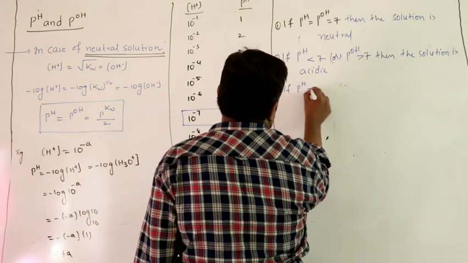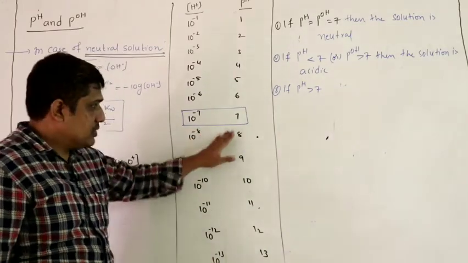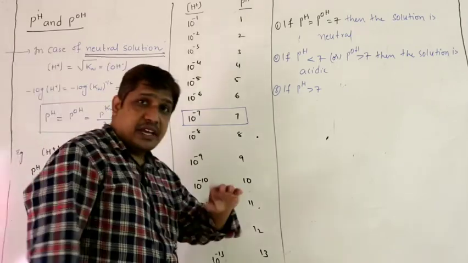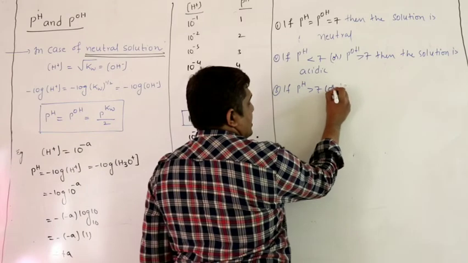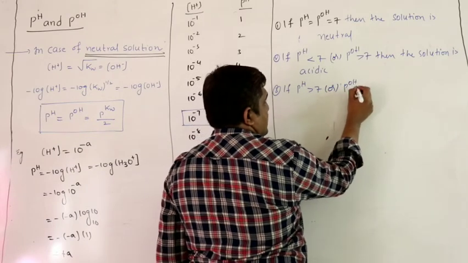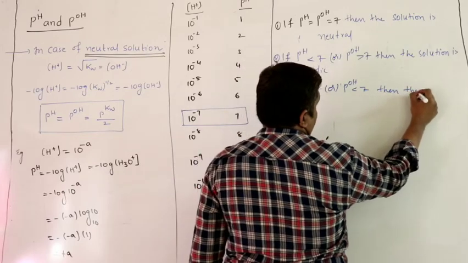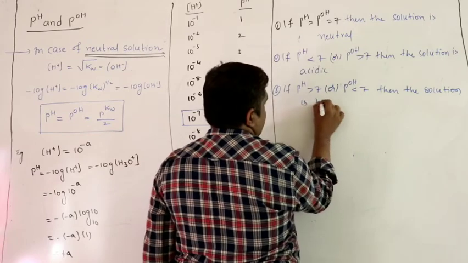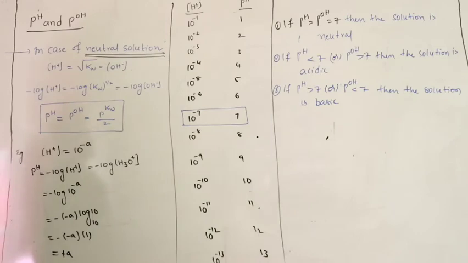If pH greater than 7 means from this direction. So in this case H plus is less than 10 power minus 7 molar. Remember pH and H plus are inversely proportional. So if pH is greater than 7, or you can say that pOH is less than 7, then the solution is basic in nature.